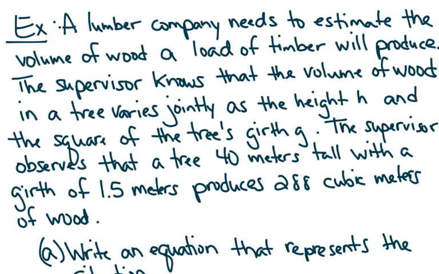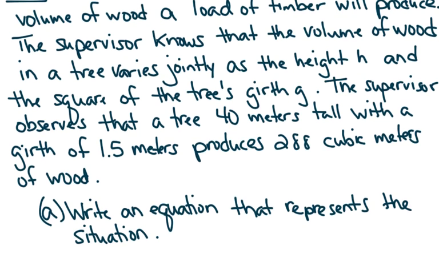Sometimes we want to do real-world application problems that involve variation. A lumber company needs to estimate the volume of wood a load of timber will produce. The supervisor knows that the volume of wood in a tree varies jointly as the height h and the square of the tree's girth g. The supervisor observes that a tree 40 meters tall with a girth of 1.5 meters produces 288 cubic meters of wood. Let's start by writing an equation to represent this situation.